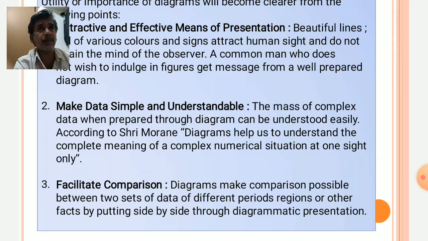So that helps us to understand clearly and easily, and even a non-mathematical person can easily understand diagrams. By referring to diagrams, the statistical data can be understood by everyone, mathematical and non-mathematical persons alike.